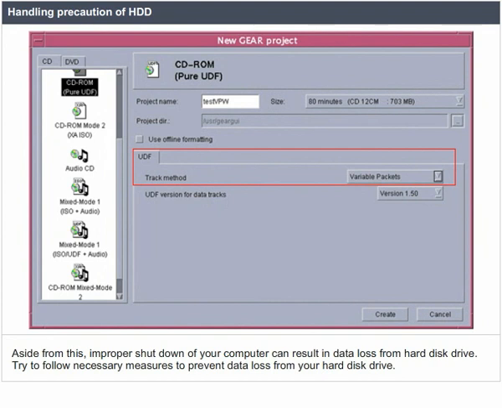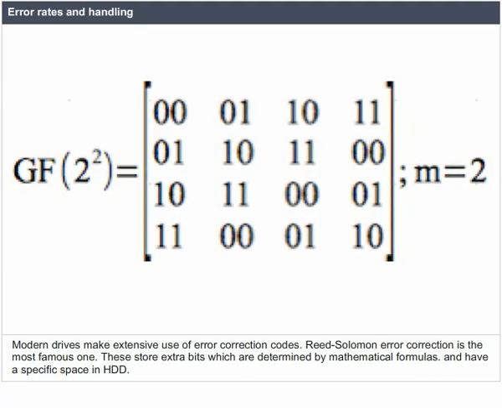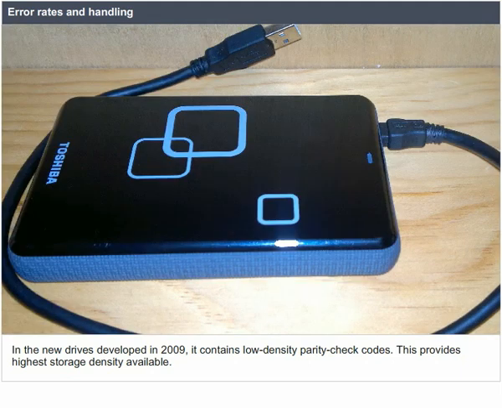Error rates and handling. Modern drives make extensive use of error correction codes. Reed-Solomon error correction is the most famous one. These store extra bits, which are determined by mathematical formulas and have a specific space in the HDD. The new drives developed in 2009 contain low-density parity check codes. This provides higher storage density.